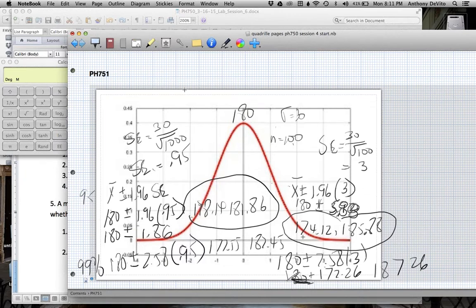I'm sorry, no, the lower is 174. Okay. All right, guys, is that okay? Anybody have questions on that?